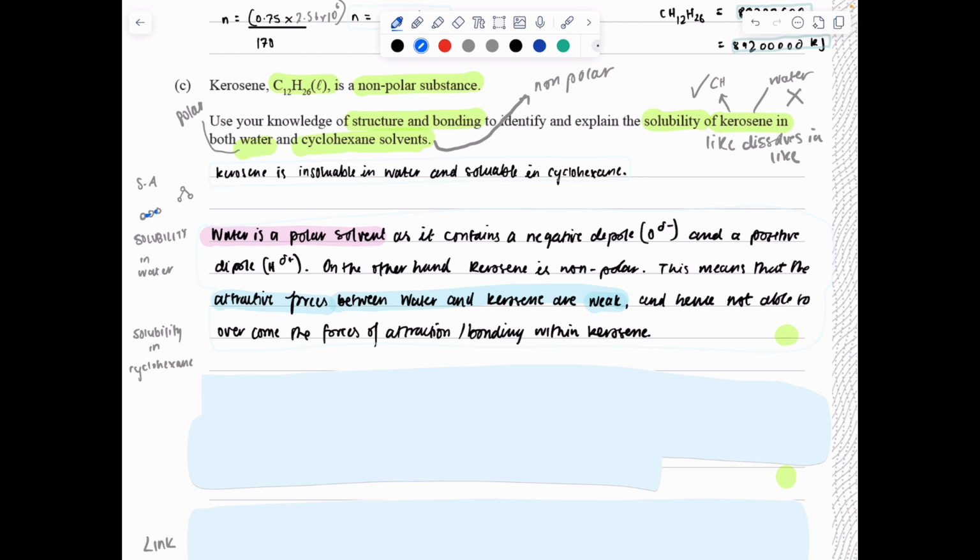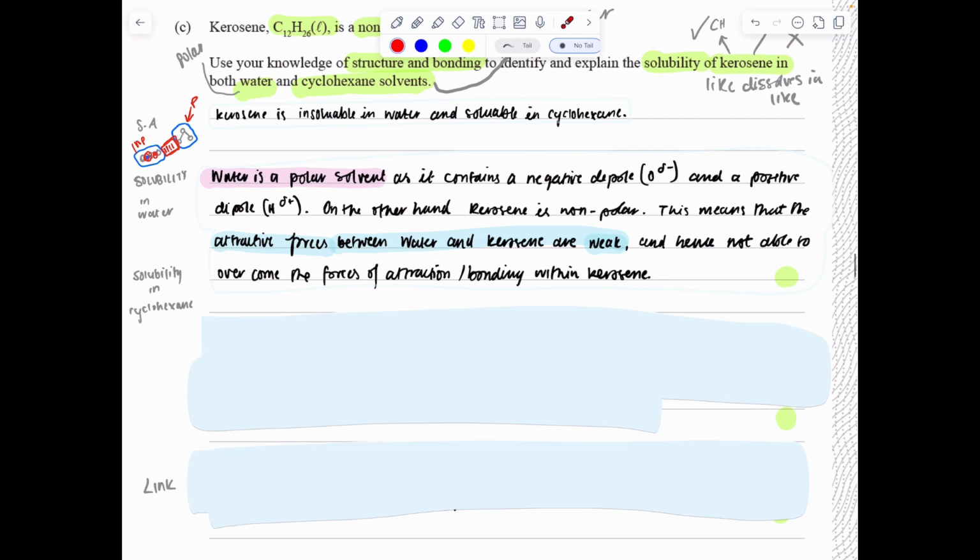And so because water is polar and kerosene is non-polar, the attractive forces between kerosene and water are not strong enough. So there's not a strong attraction to pull kerosene apart. So the forces of attraction between water and kerosene are not strong enough to overcome the forces within kerosene holding it together, because water is polar and kerosene is non-polar. Okay? I hope that makes sense. So that's what I've discussed here.